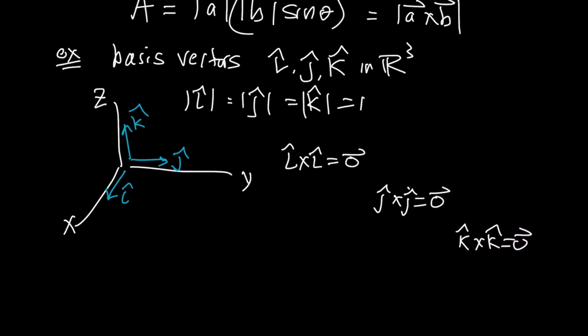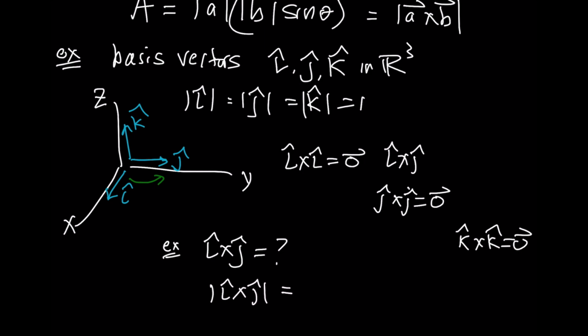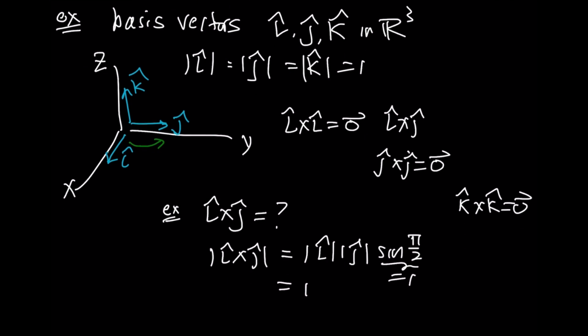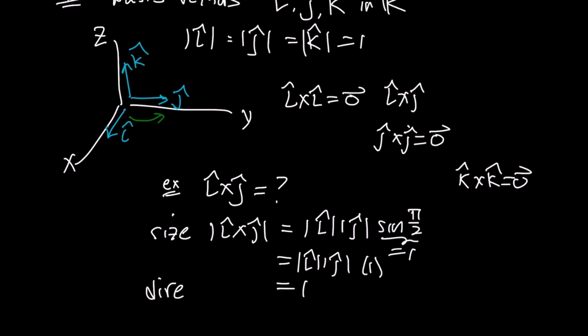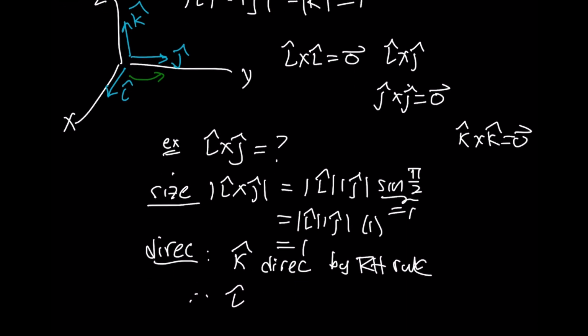If I were to say i crossed j, I would get a vector that has to have a size. It would be the size of i, size of j, sine of the angle between them. Well, the angle between them is pi over 2, so that's a 1. This would give me the size of i times the size of j times a 1, which would just give me a 1. So there's its size. Its direction has to be in the k direction, according to the right-hand rule. And then the only option is that i crossed with j has to be equal to k.